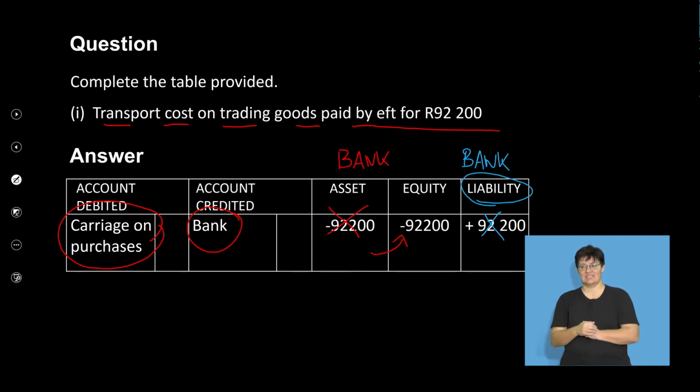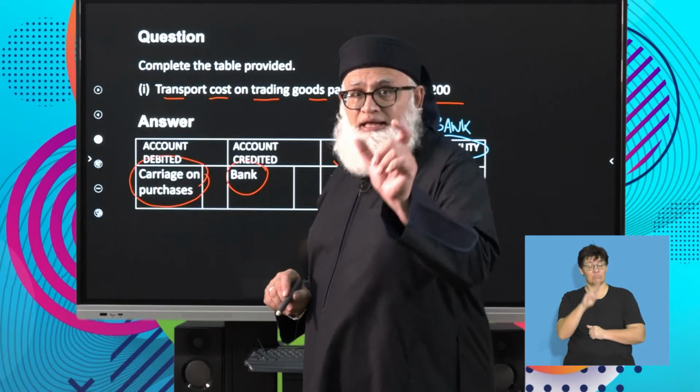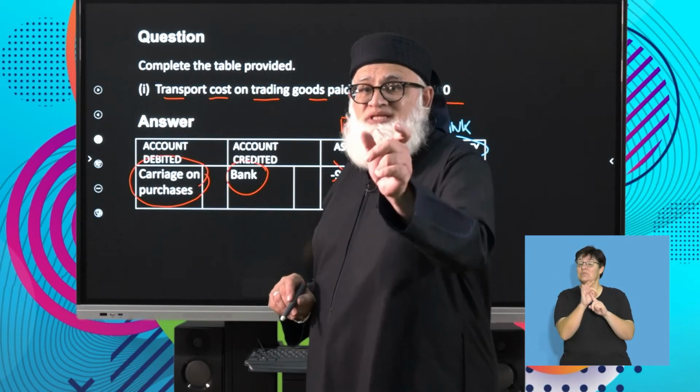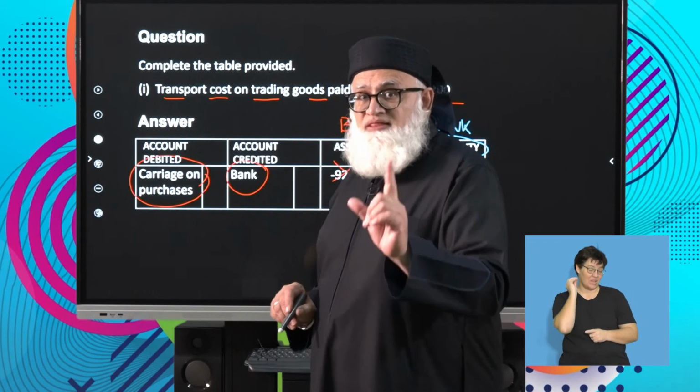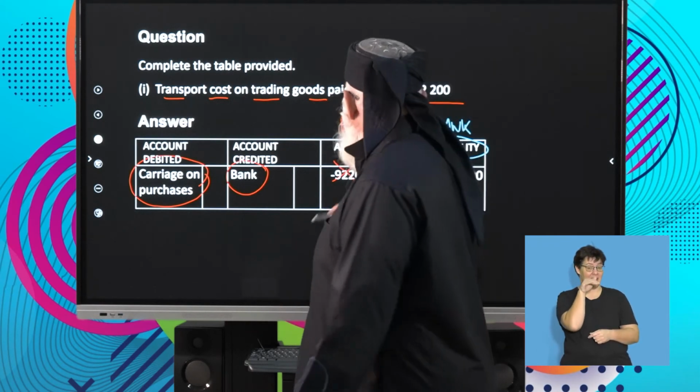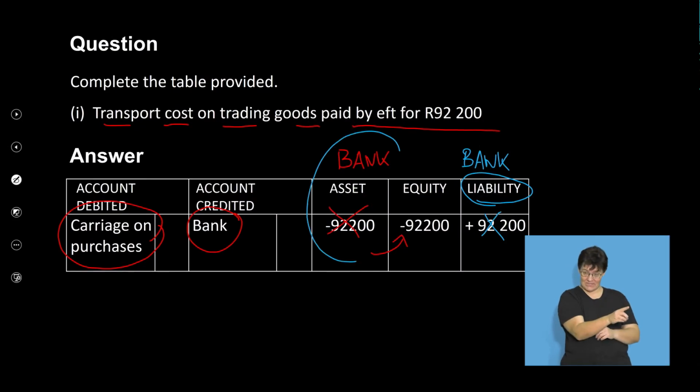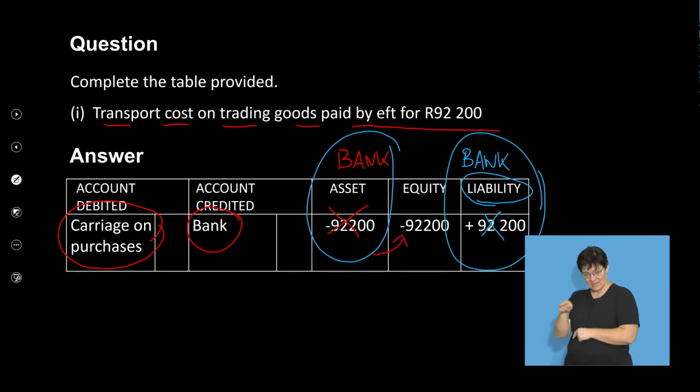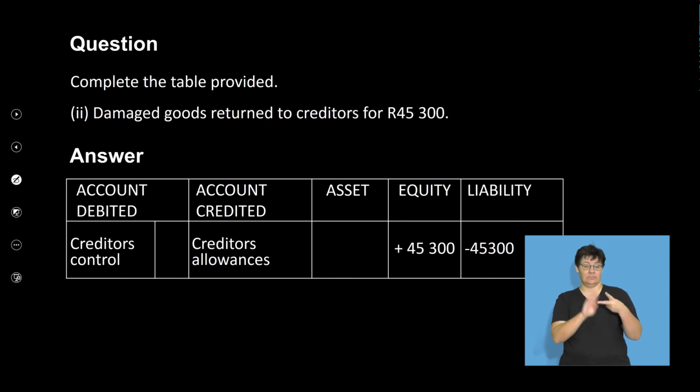So watch this closely, guys. And it was done specifically with this in mind, to show you that if your bank is favorable, then bank is regarded as an asset, and if bank is unfavorable, then bank is regarded as a liability. Okay, so keep that in mind. Right, the next one says, damaged goods were returned to the creditors for 45,300.